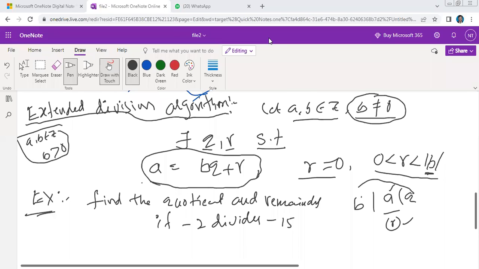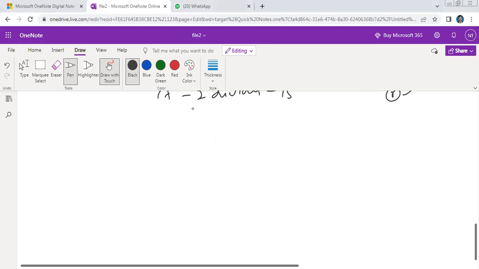Find the quotient and remainder if -2 divides -15. Quotient 8, remainder 1 is the correct answer, because this is -2 dividing -15.